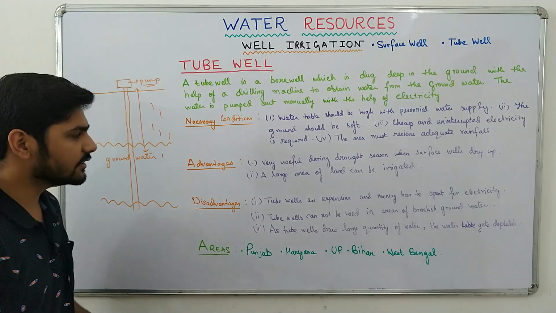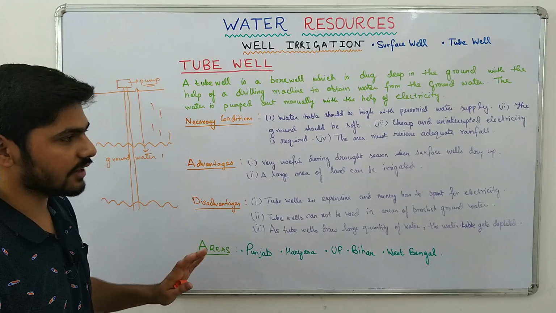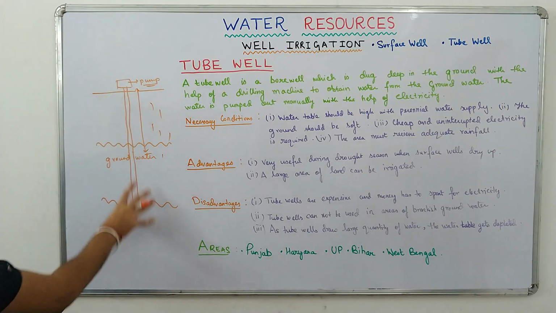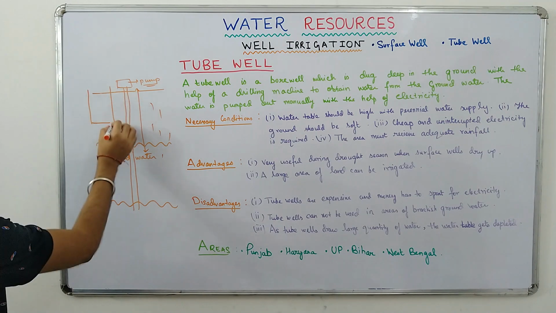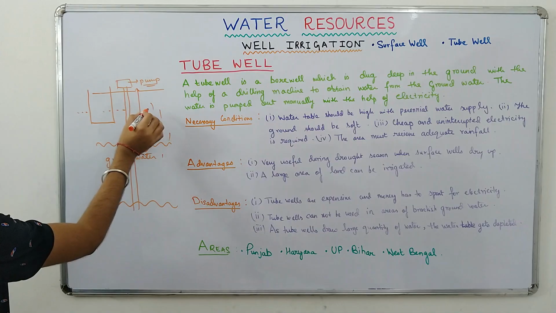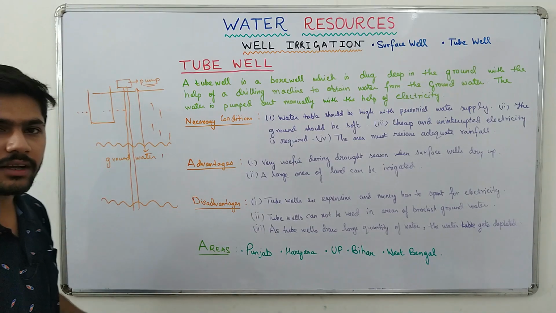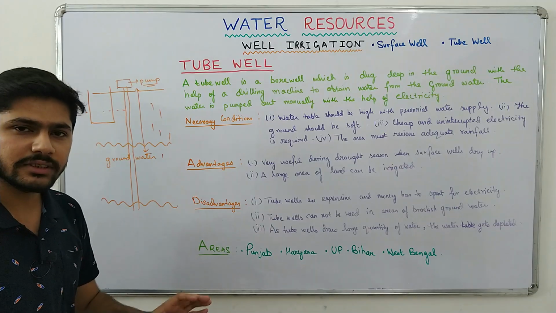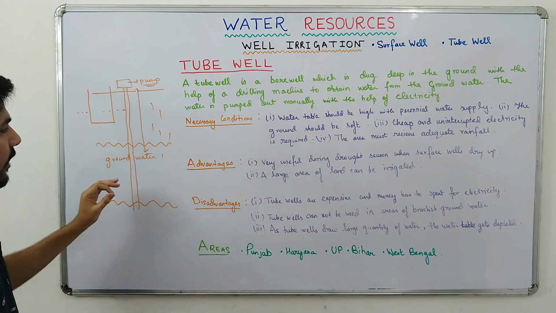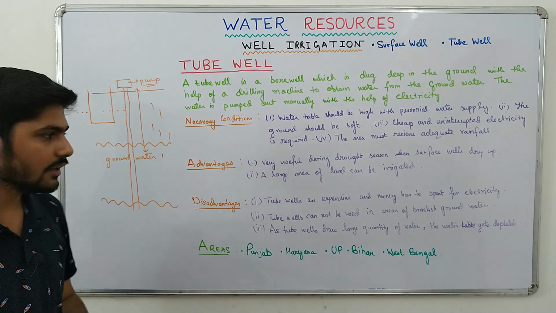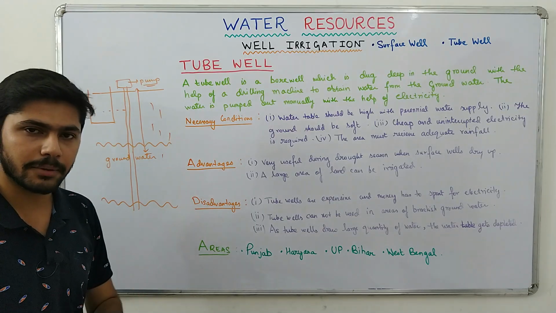What are the advantages? First, very useful during drought season when surface wells dry up. Now this is the tube well. Say a surface well goes over here only to obtain water from the subsoil. Now, a tube well goes much deeper and obtains water from the groundwater. During drought season, most of the surface wells get dried up, but tube wells do not get dry. So it is very useful during the drought season when surface wells dry up.